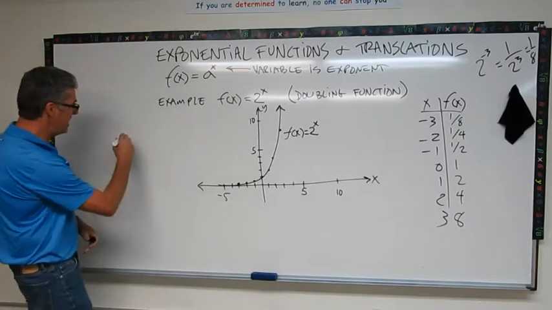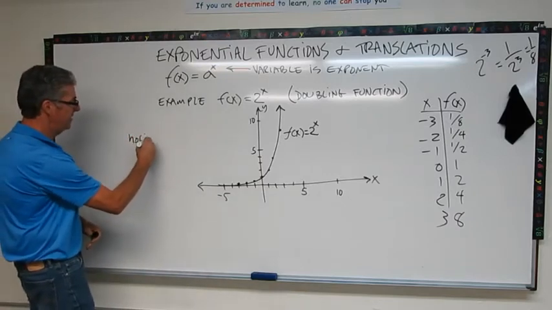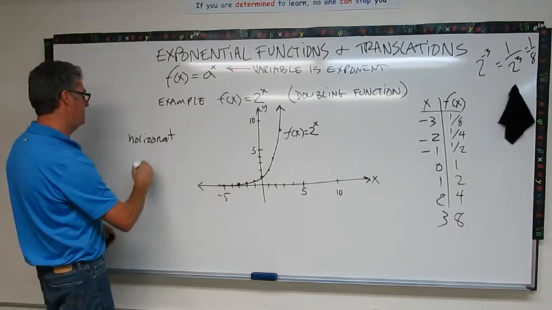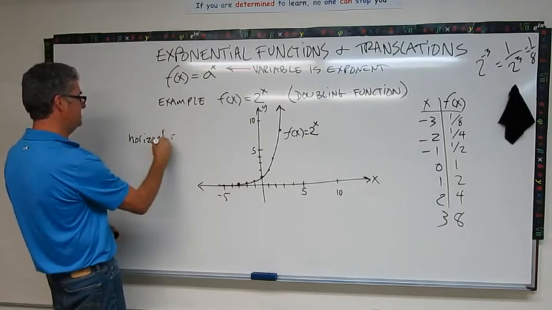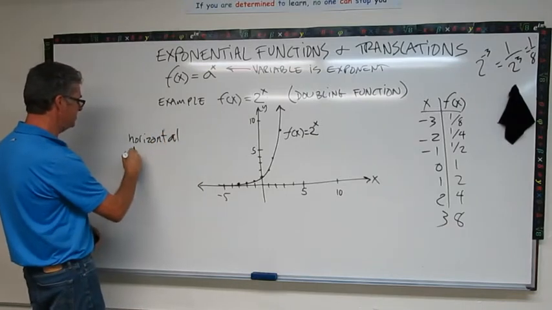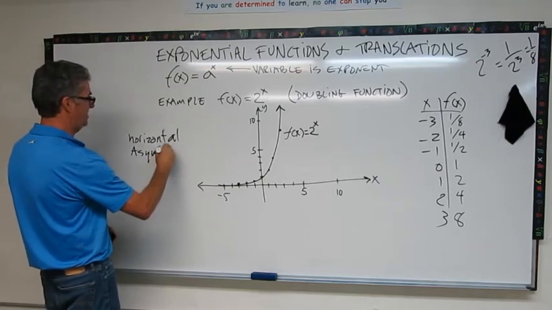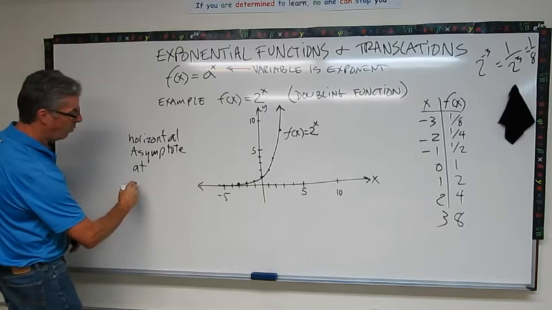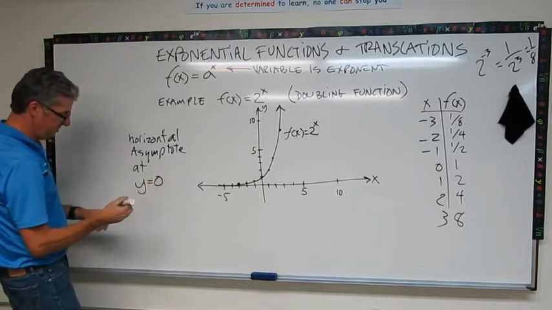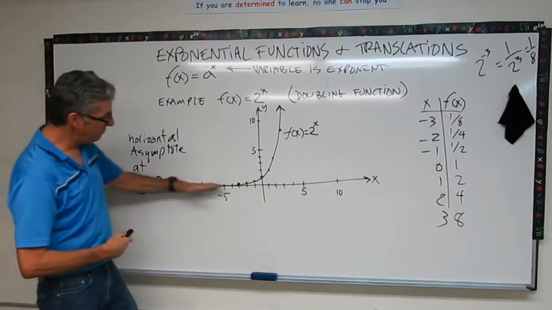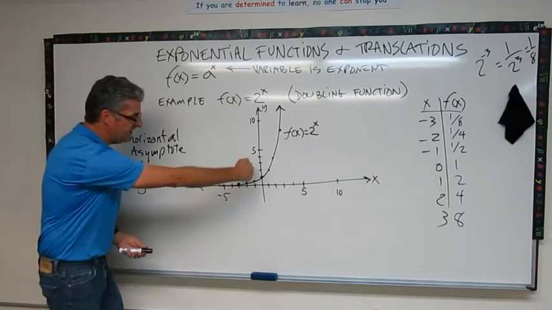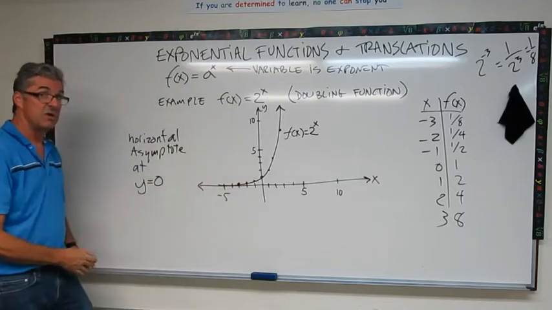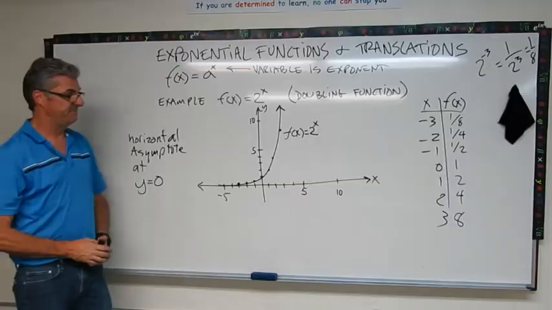So this function has what we call a horizontal, H-O-R-I-Z-O-N-T-A-L, asymptote at y equals 0. It's this line, y equals 0, which is the x-axis. So the function keeps getting closer and closer to this horizontal asymptote, but it does not reach it.